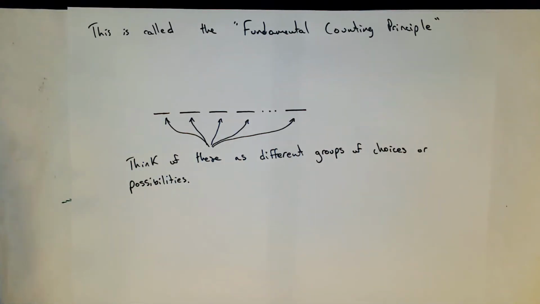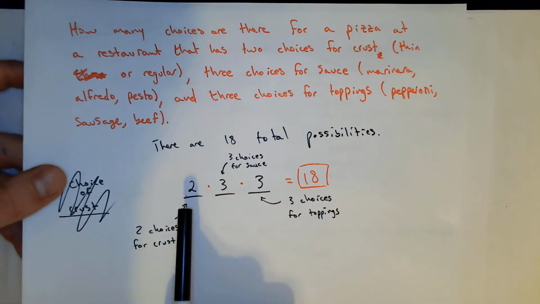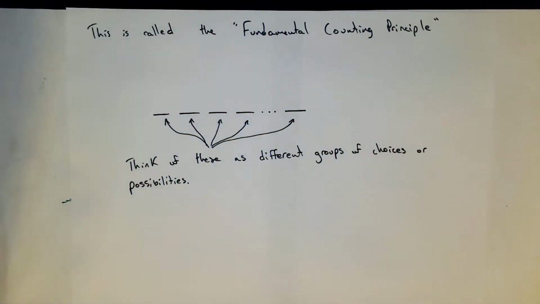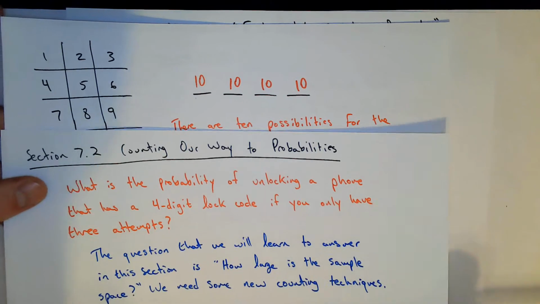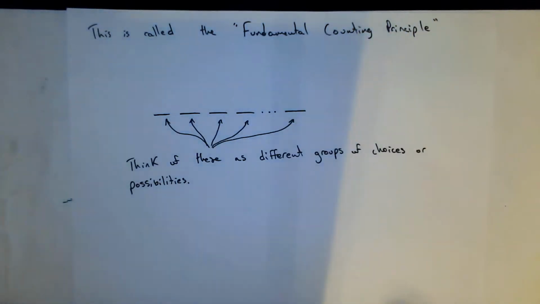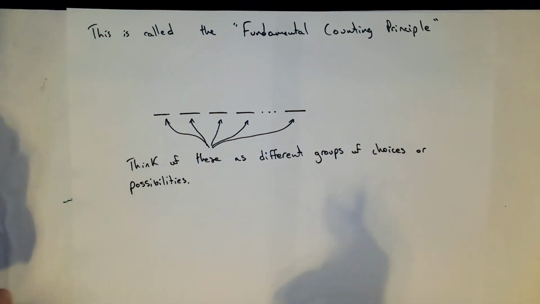Right? So in the case of the pizza, each little line represented a group, like crust, sauce, toppings. In the code one, each group represented a position in the password: position 1, position 2, position 3, position 4. So how do I say what those are? I just say groups, right? They're just groups. It depends on the problem what they're going to be. But you can think of them as different groups of choices or possibilities.